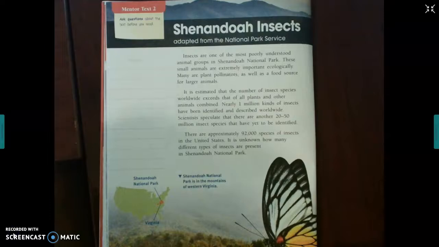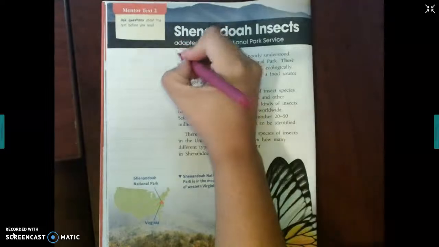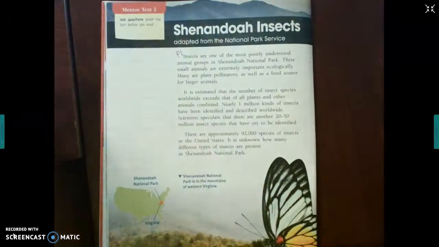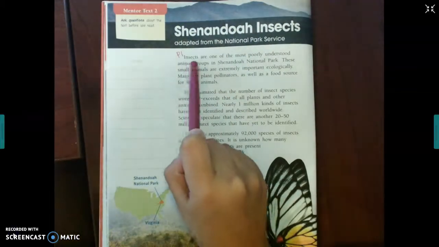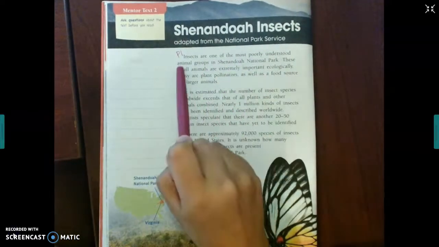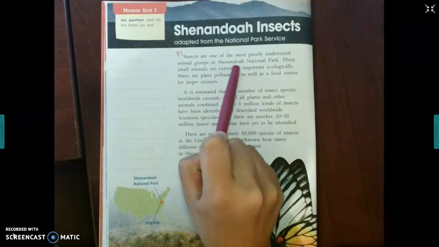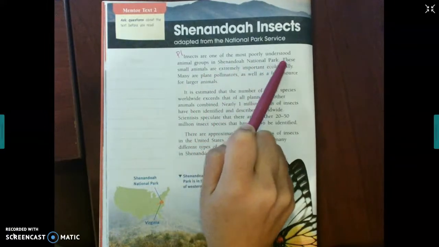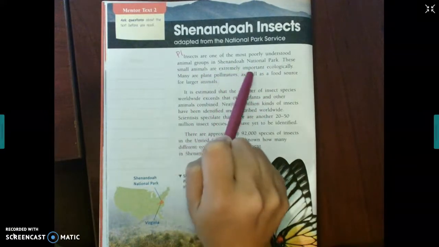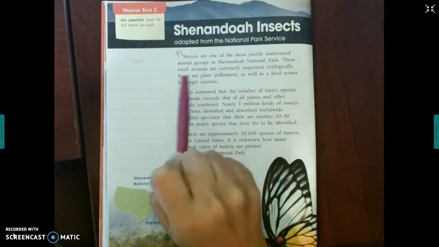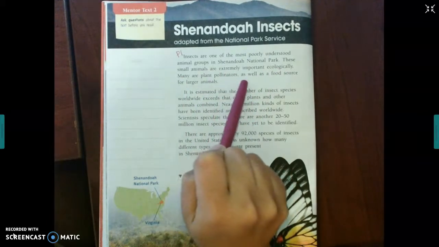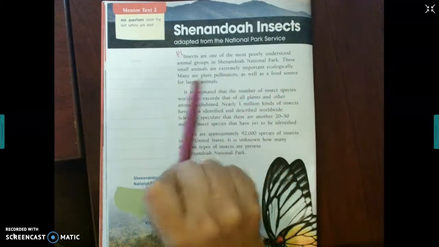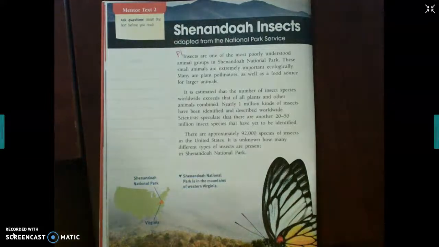Today I'm going to be reading from the Shenandoah Insects, and I'm going to be reading paragraph 1. So paragraph 1 says, insects are one of the most poorly understood animal groups in Shenandoah National Park. These small animals are extremely important ecologically. Many are plant pollinators, as well as a food source for larger animals.